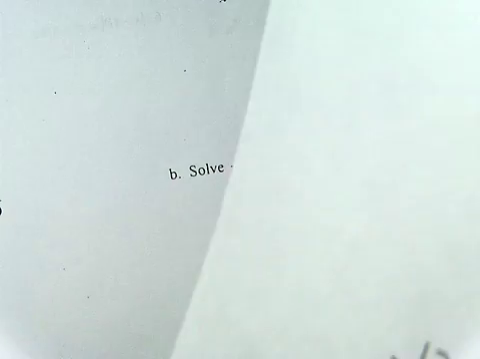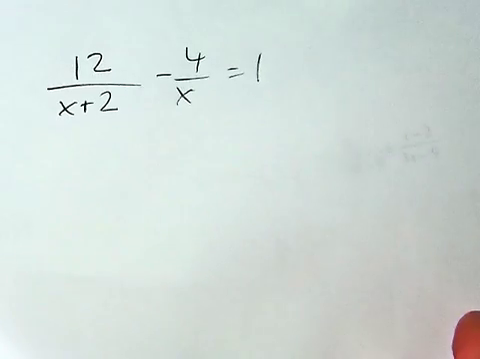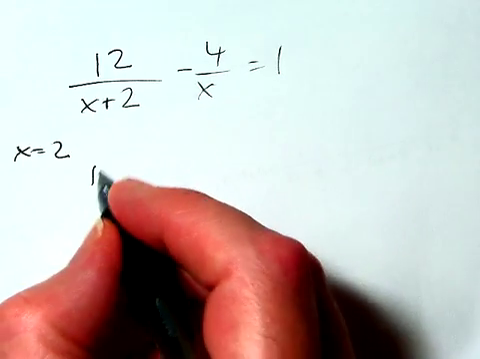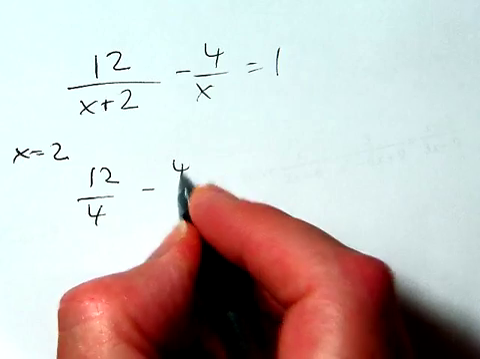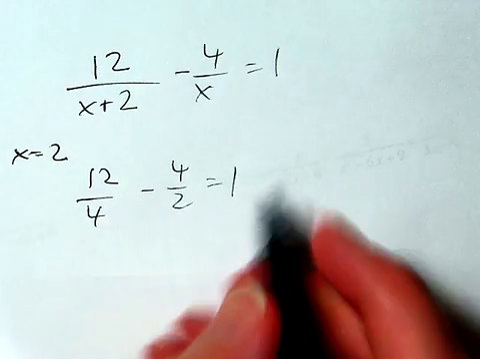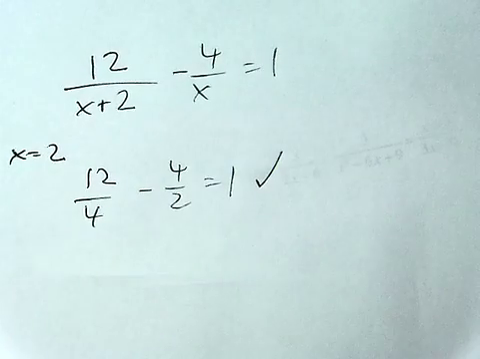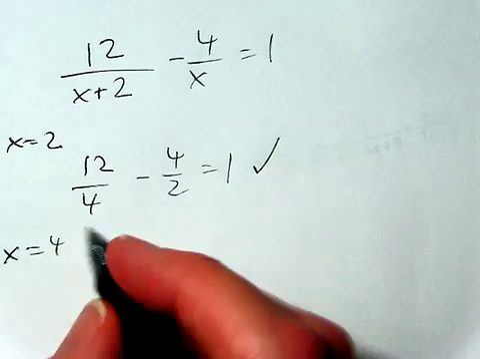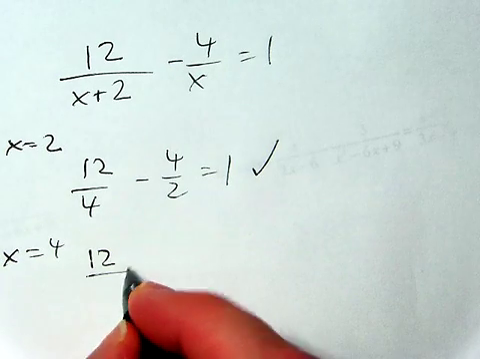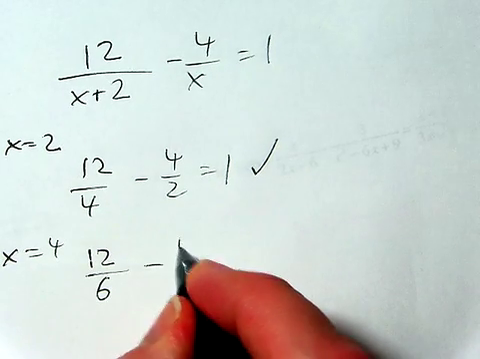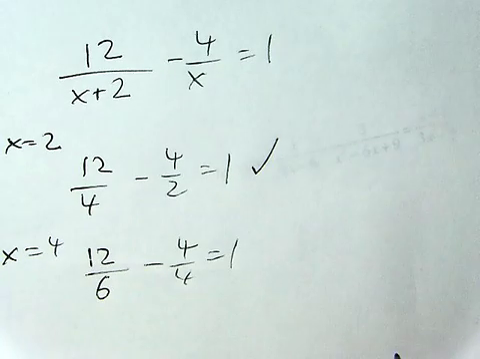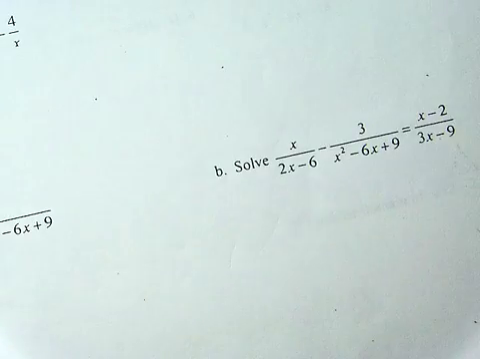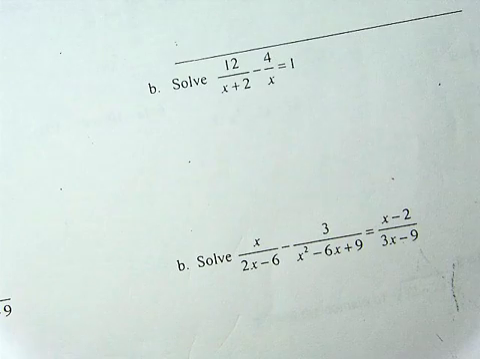But let's go ahead and now substitute in x equals 2, see if it works. So if x equals 2, that gives us 12 over 4 minus 4 over 2 equals 1. And I think you can see that that checks out. You can do simple math and check that out. x equals 4 gives us 12 over 6 minus 4 over 4 equals 1. And I think, again, you can see that that checks out as well. So we have our two solutions. In the next video, I'll solve the last problem in this chapter.